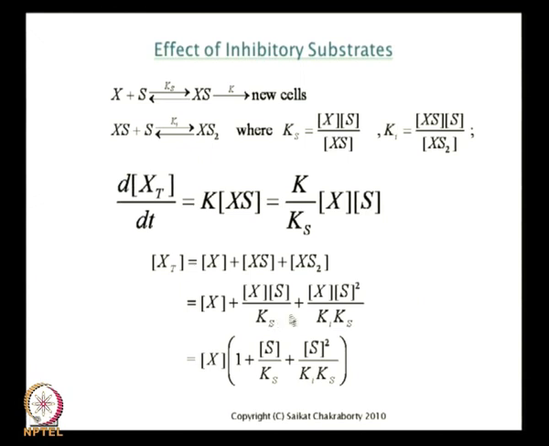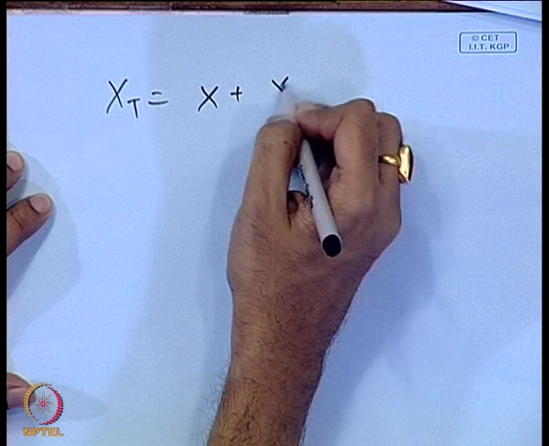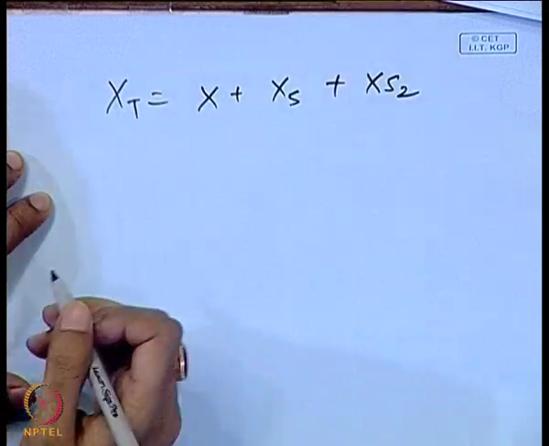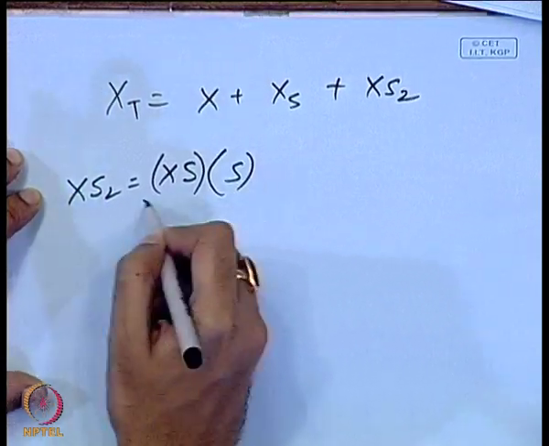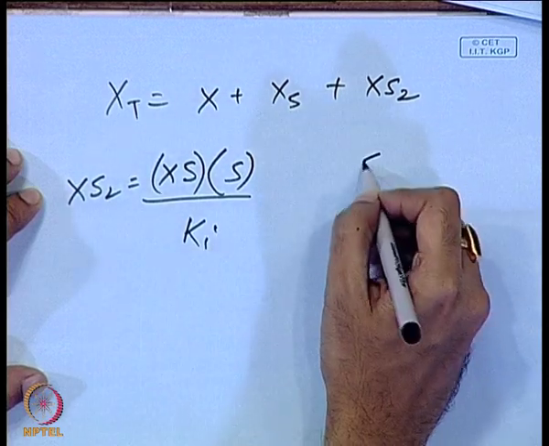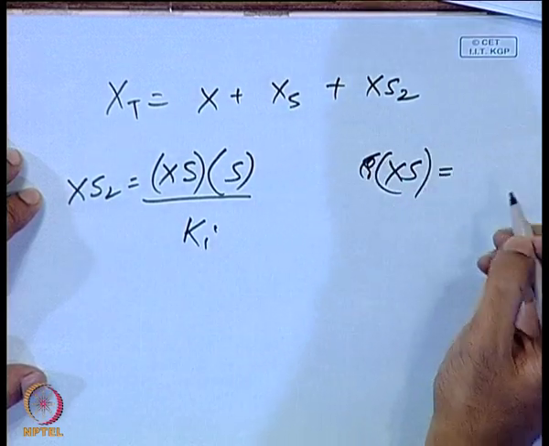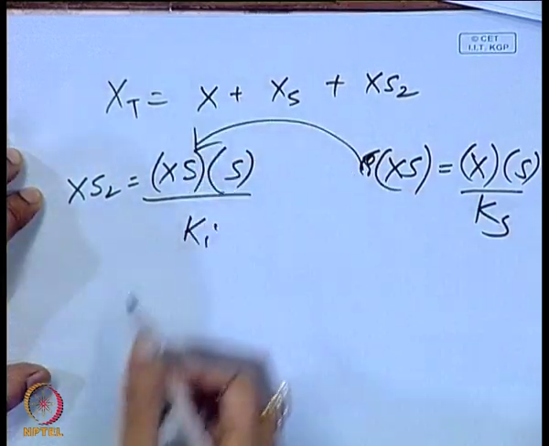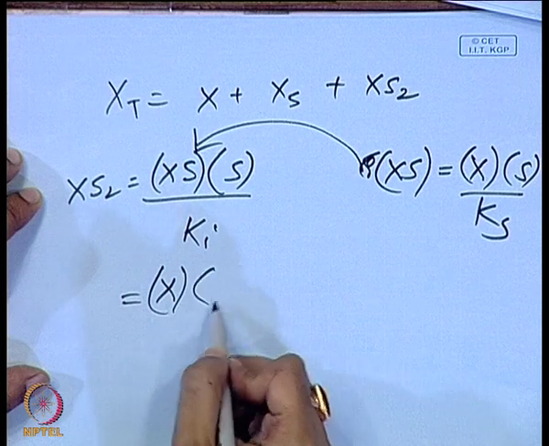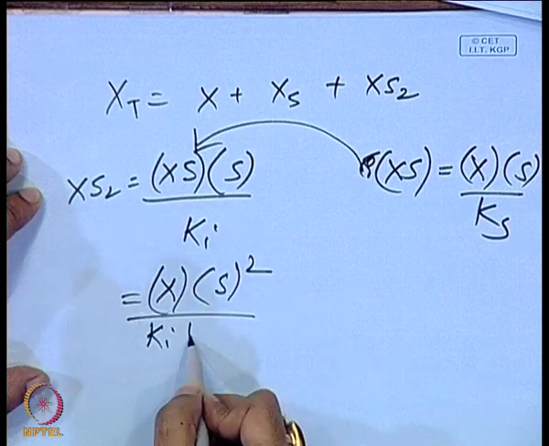Right. So I can write this like this, and then I can take x common out of the whole thing, and this is the part I get. I'll just show you if there is any problem with this. So xt equals x plus xs plus xs2. I'm just doing away with the brackets. So xs2 equals xs times s over ki. Now xs equals, this is from the x times s over ks. I replace this over here. So what I get is x times s square over ki ks.